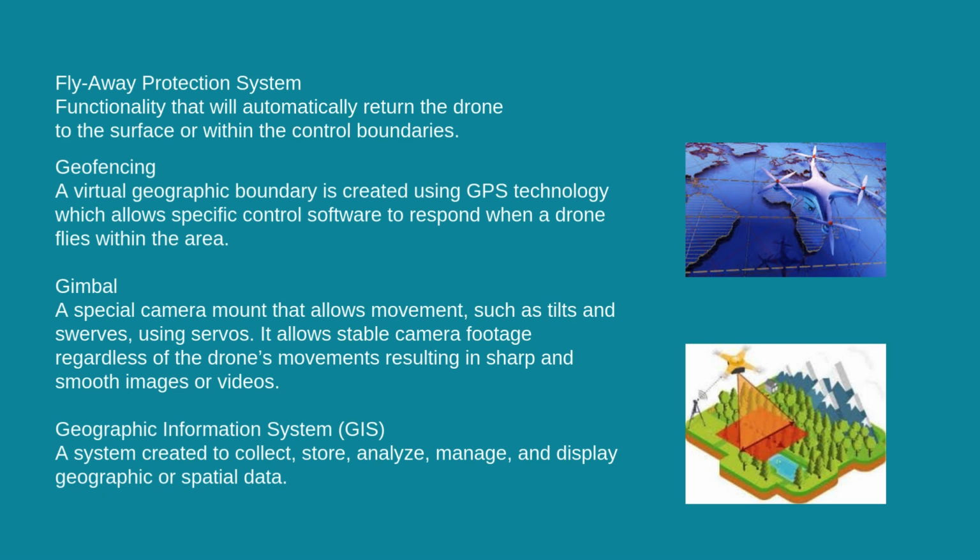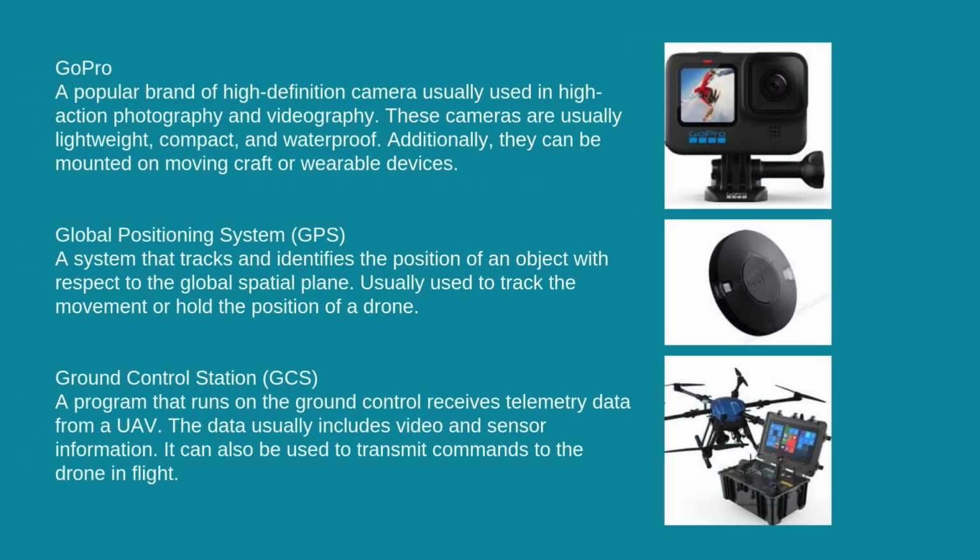Geographic Information System, GIS: a system created to collect, store, analyze, manage, and display geographic or spatial data. GoPro: a popular brand of high-definition camera usually used in high-action photography and videography. Global Positioning System, GPS: a system that tracks and identifies the position of an object with respect to the global spatial plane, usually used to track the movement or hold the position of a drone.